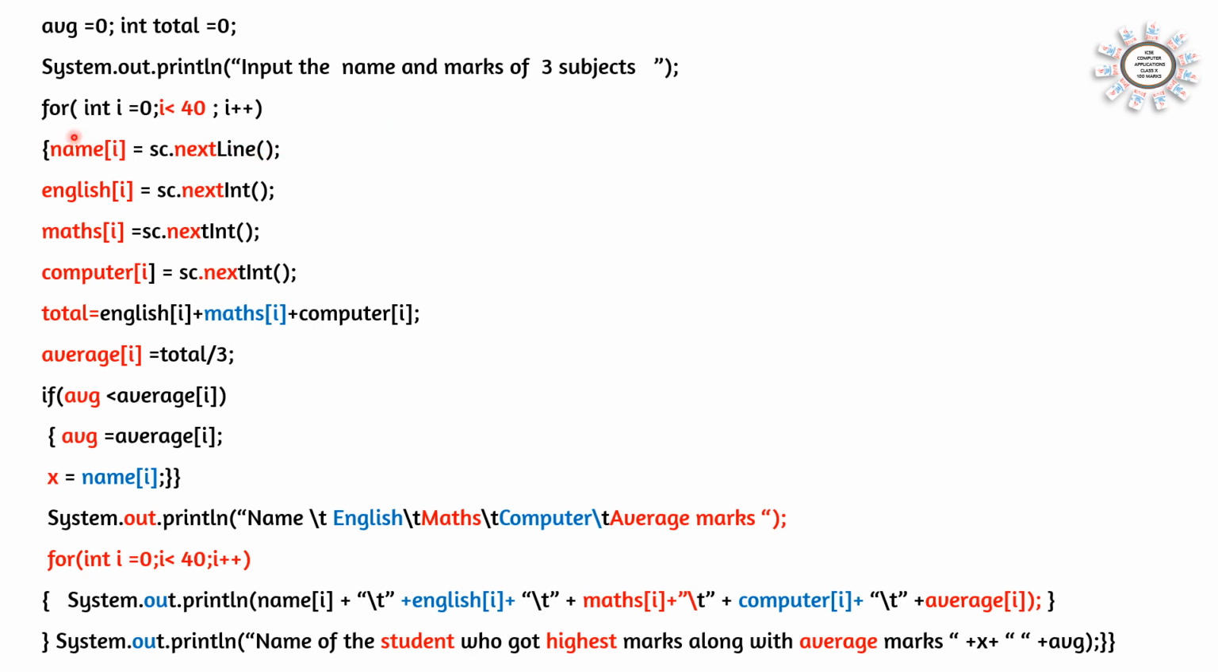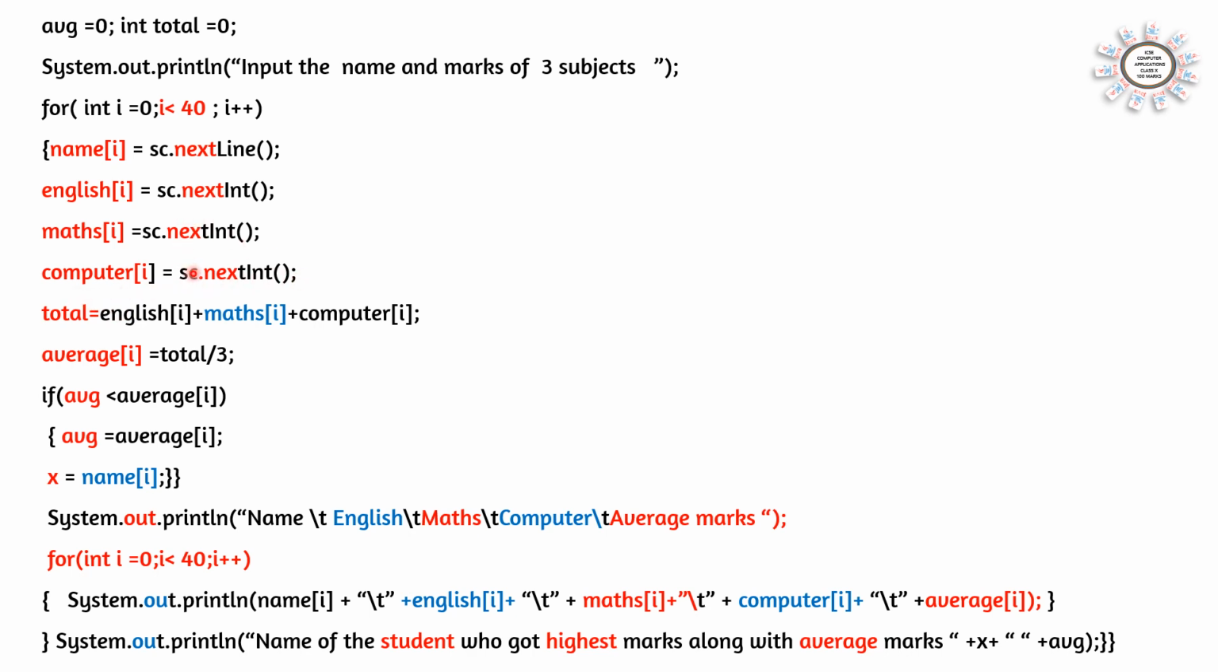So here start the loop: for int i = 0; i < 40; i++. name[i], that means name[0], name[1], name[2], like that up to name[39], is equal to sc.nextLine(), accept the name. English[i] is equal to sc.nextInt(), maths[i] is equal to sc.nextInt(), and computer[i] is equal to sc.nextInt().